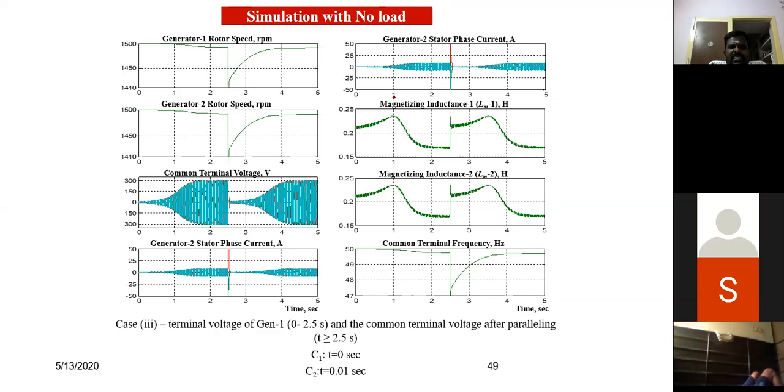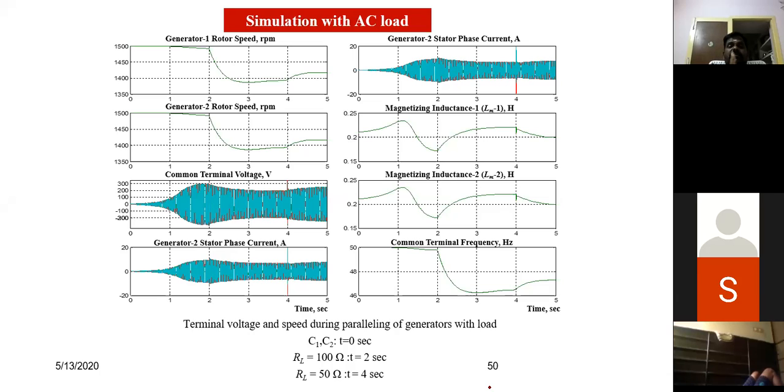And this is generator 1, from 0 to 2.5 seconds, and the common terminal voltage after paralleling at 2.5 seconds. So what is happening, that also we observed. The simulation with the AC load also we observed. The AC load is a variable insensitive load, since it accepts variable voltage and variable frequency. This is the variation with respect to rotor speed, and the voltage of the first generator and second generator.